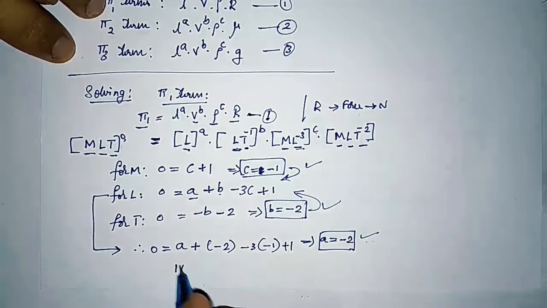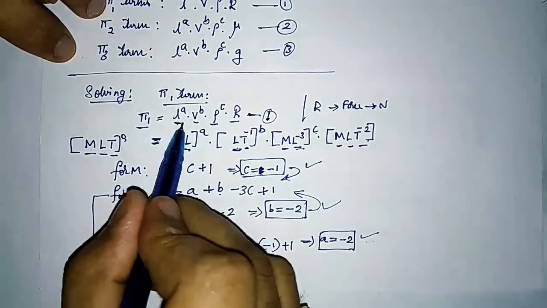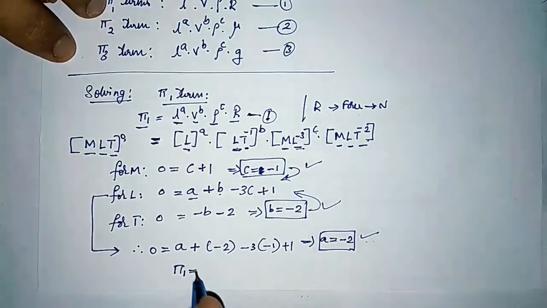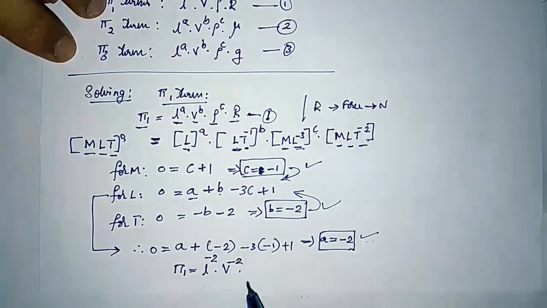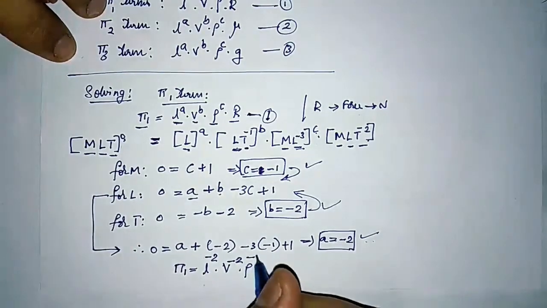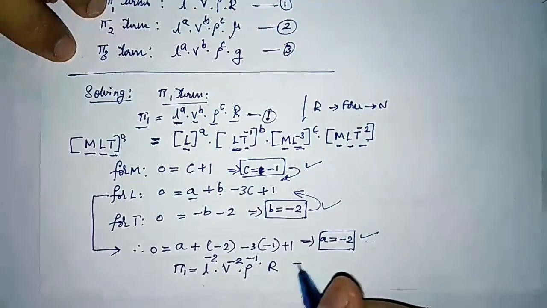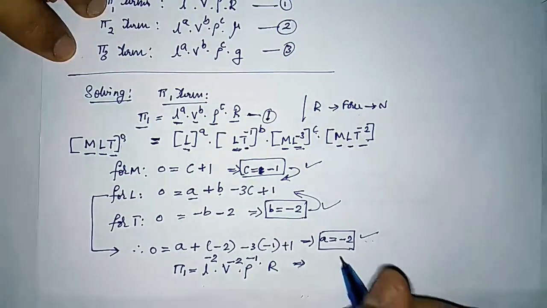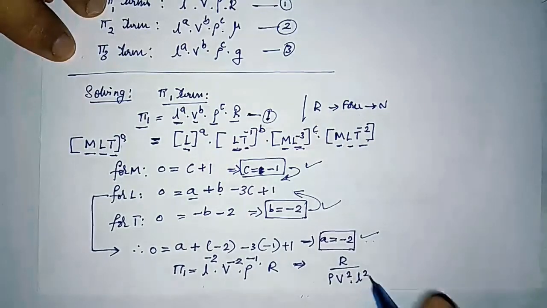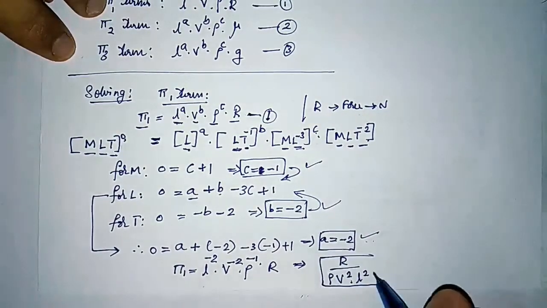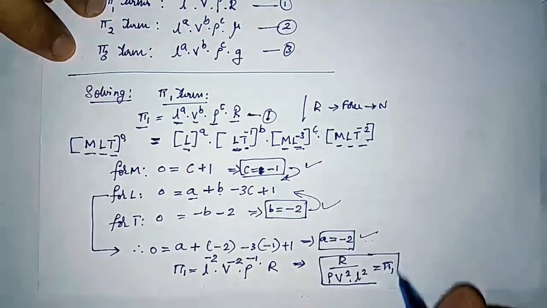So pi 1 is equal to, so L raised to minus 2, V raised to minus 2, and rho raised to minus 1, and R as it is. So we can simplify this one as R divided by rho V square L square, so that is equal to pi 1. Next we will solve second pi term.